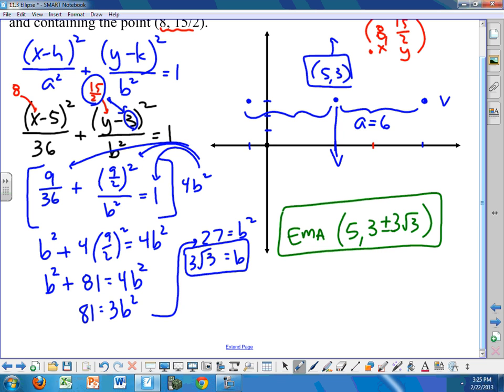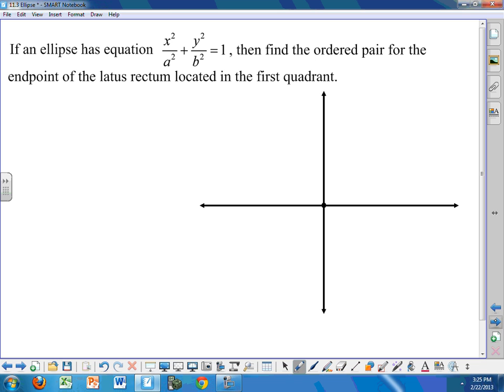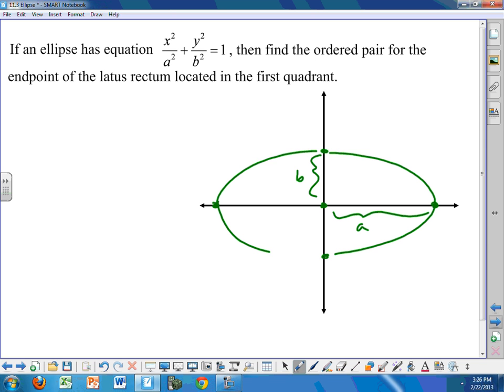And let's go to our grand finale here. If an ellipse has equation, as you see here, then find the ordered pair for the endpoint of the latus rectum located in the first quadrant. That is very confusing. So in this case, though, we know that this is horizontal, so that must be A right there. And we must have B going up and down. So I'll make it a little smaller. We don't know exactly what the numbers are. So if we just sketch a little graph here, there's a picture.